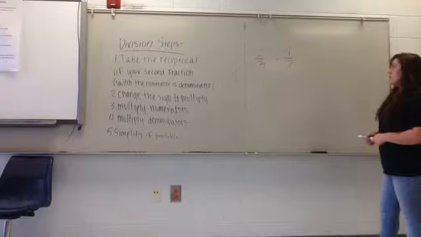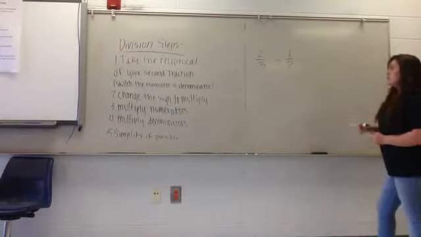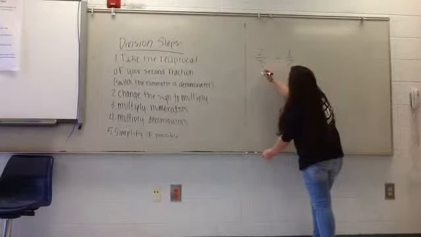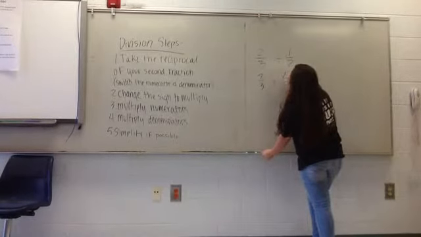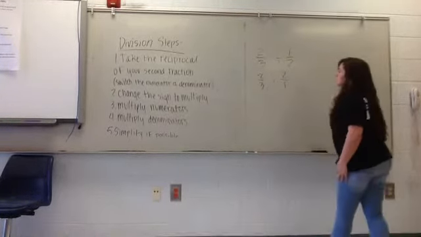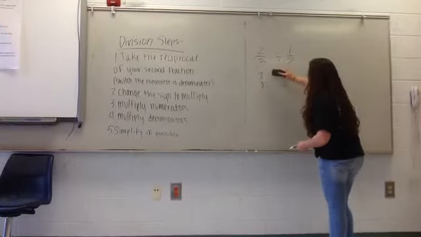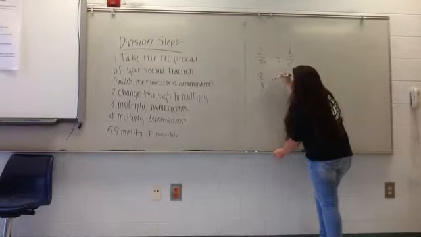So our problem today is 2/3 divided by 1/2. So we're going to follow the first step, which says take the reciprocal of your second fraction. So now we have 2/3 divided by 2 over 1. Your second step is to change the sign to multiplication. So we're going to erase our sign and make it into a multiplication sign.